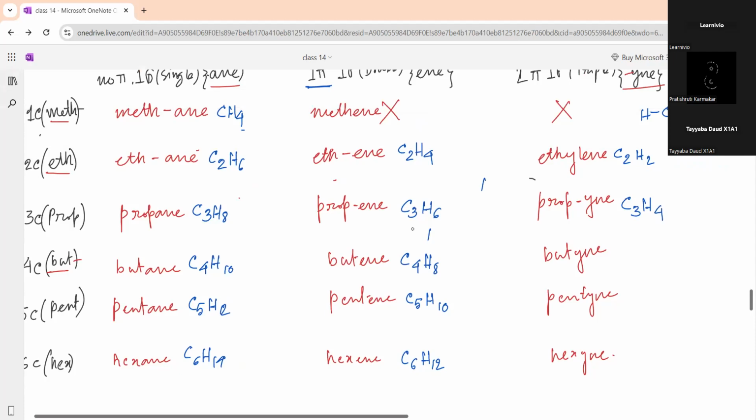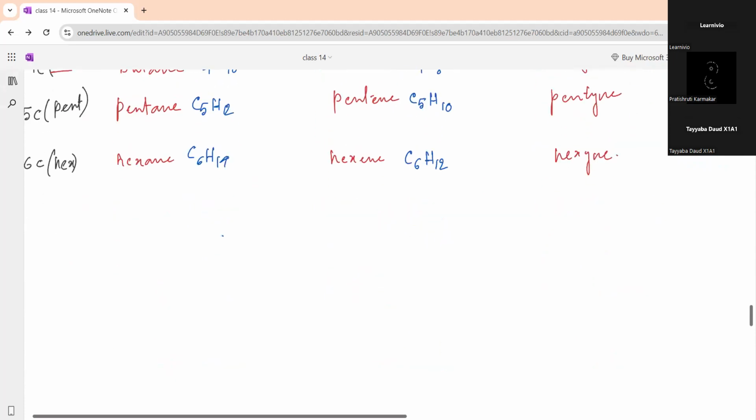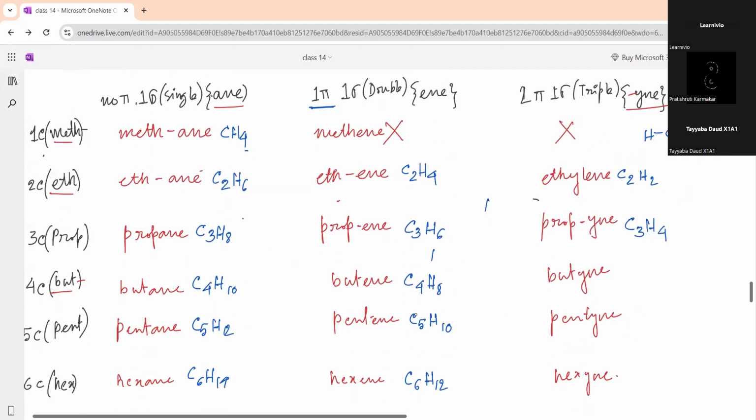For butyne, how many carbons will be there? There will be 4 carbons, right? 4 carbons and 6 hydrogens. So here it will be 4 carbons. Now it will have only 1 hydrogen, then 2 hydrogens, and then 3 hydrogens. So 4 carbons and 1, 2, 3, 4, 5, 6 hydrogens. So this would be for butyne.